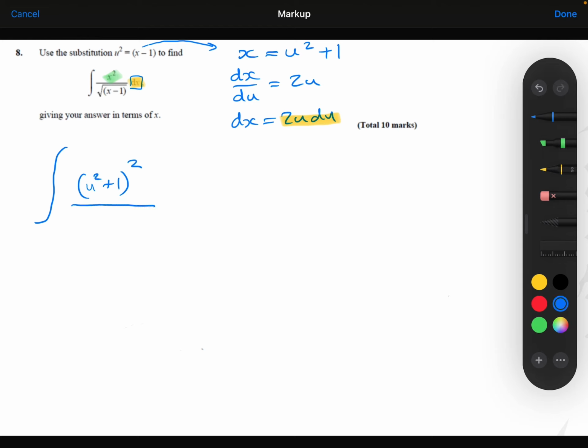That needs to be divided by the square root of x minus 1. The square root of x minus 1, if we go back to our substitution, if I square root both sides, I find that u is equal to the square root of x minus 1. So therefore I can replace the denominator here with a u. Now replacing the dx with the 2u du. Right, we are now completely in the u world. And straight away I notice that the u here is going to cancel with the u here.